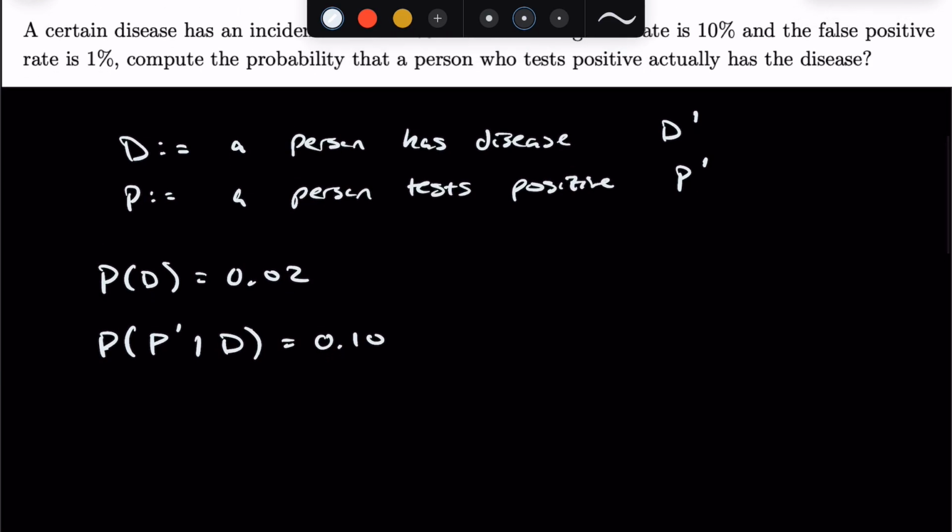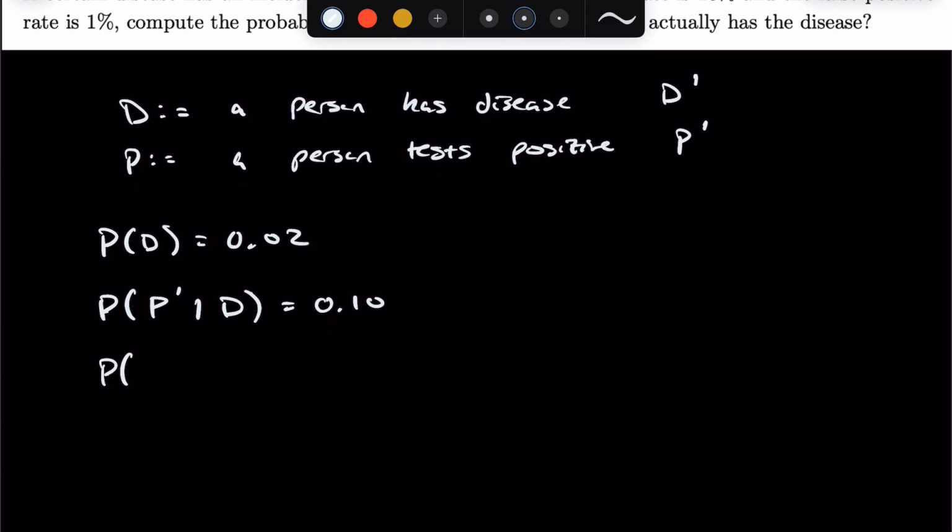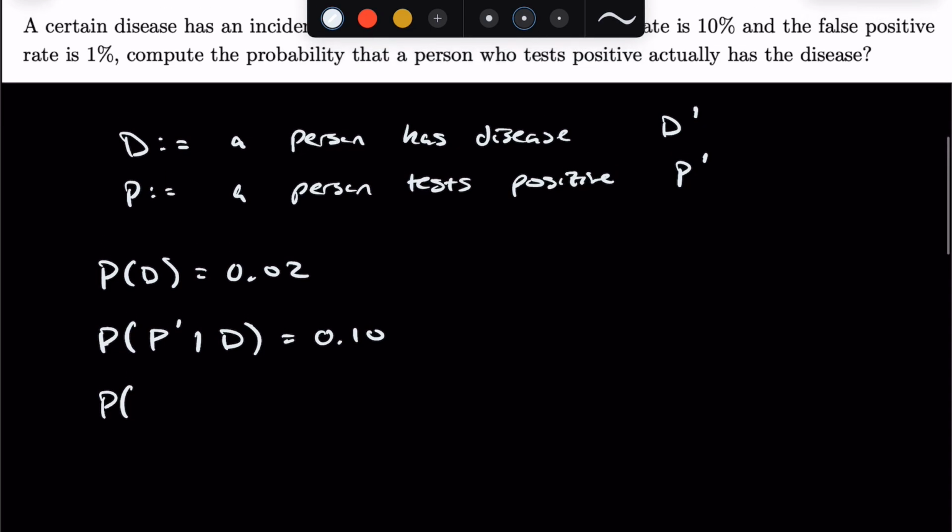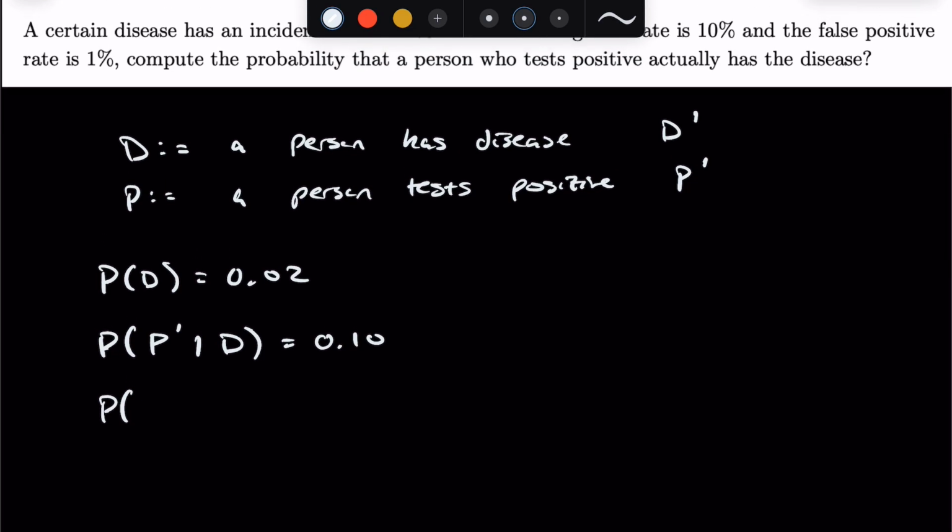And the probability of a false positive is 1%. This is given to us in the problem statement. Translating that to our mathematical notation, the probability that they test positive given that they do not have the disease is 1%, 0.01.